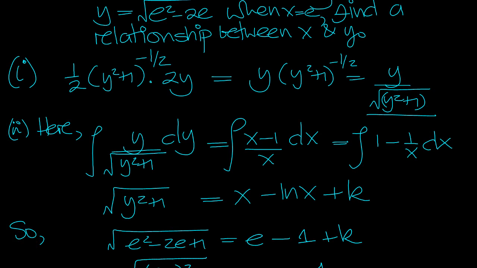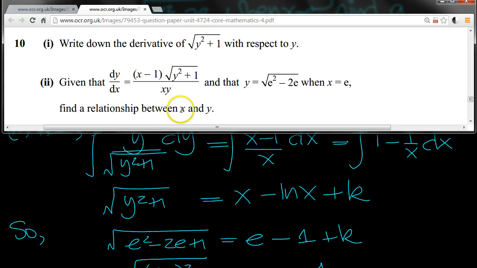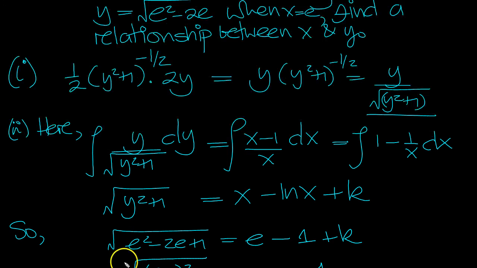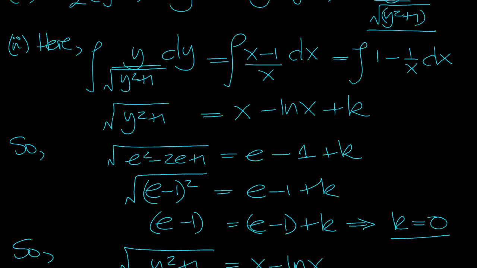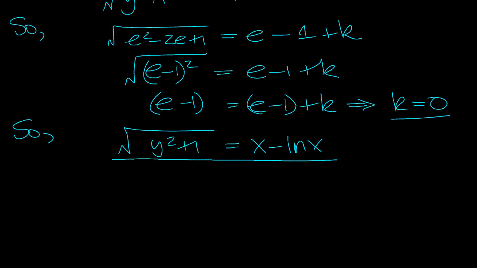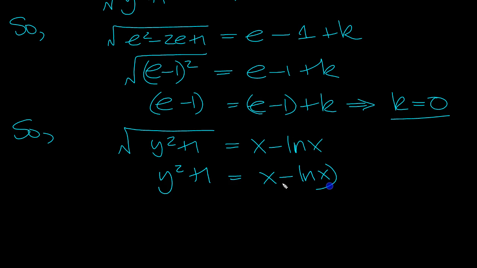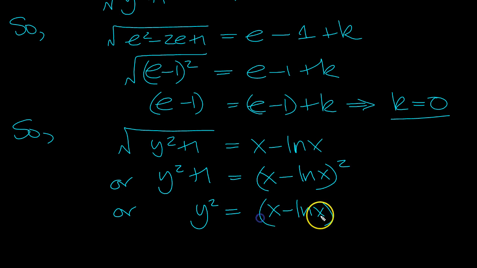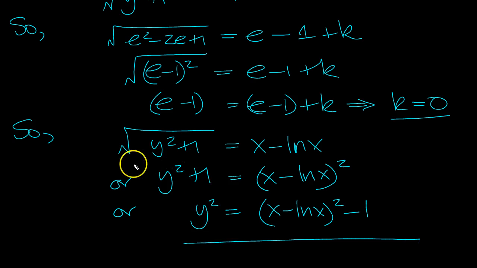I think that, let me just go back to the question. Find a relationship between x and y. So we could try and get this explicitly if we wanted. So should we do that? Let's square both sides then. y squared plus 1 is equal to (x minus ln x) squared. So y squared equals (x minus ln x) squared minus 1. And we could write it like that, or like this. I'm quite happy to leave it in its original form.